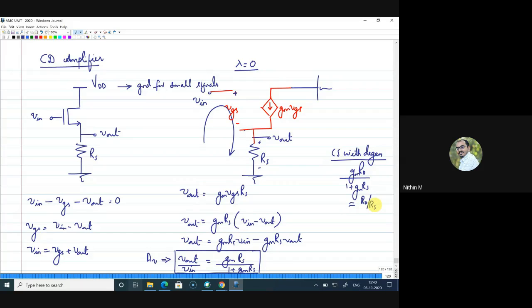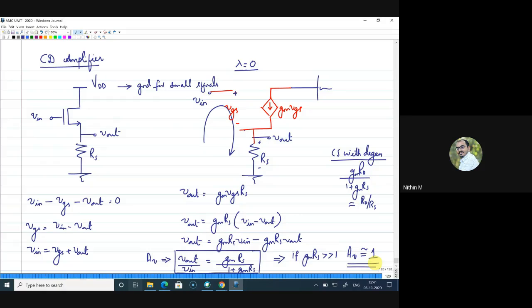right? And this we approximated to RD by RS by considering GMRS as large. Similarly, if you do an approximation here, if GMRS is greater than 1, the voltage gain will be close to 1, because if you neglect the 1 in the denominator, GMRS by GMRS will be 1 itself. So even though we call it a common drain amplifier, as far as voltage is considered, the gain given by this amplifier circuit is 1 itself. But there are many uses for this CD configuration also. We will look at some of the uses later.